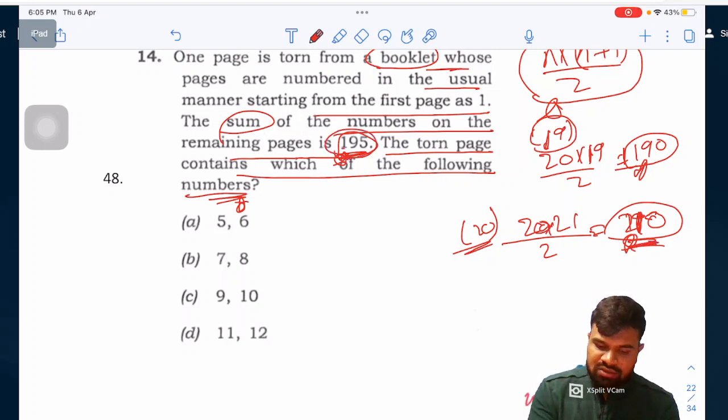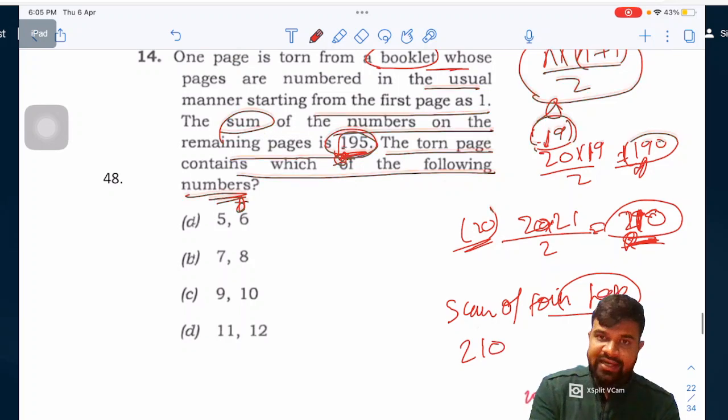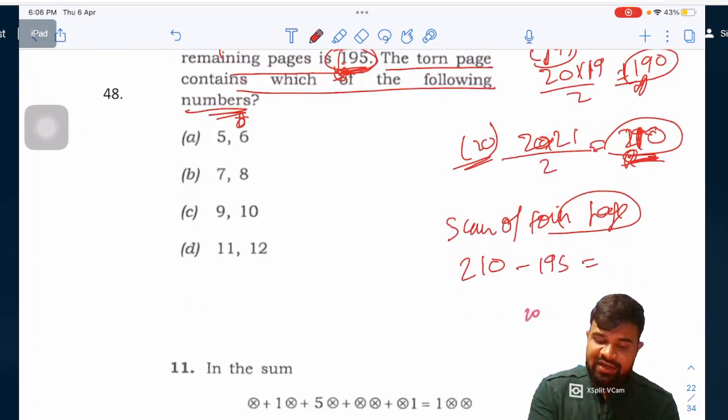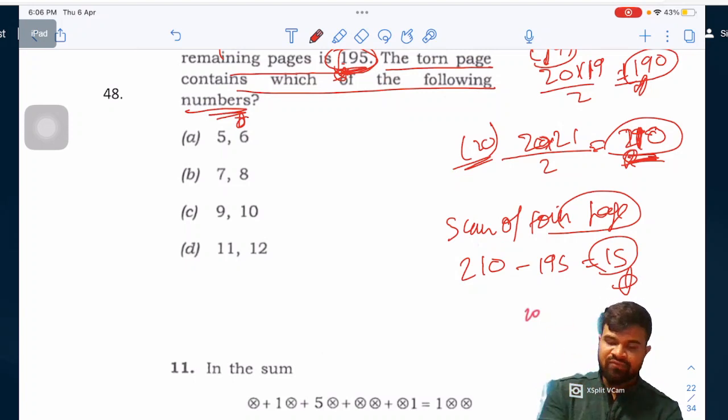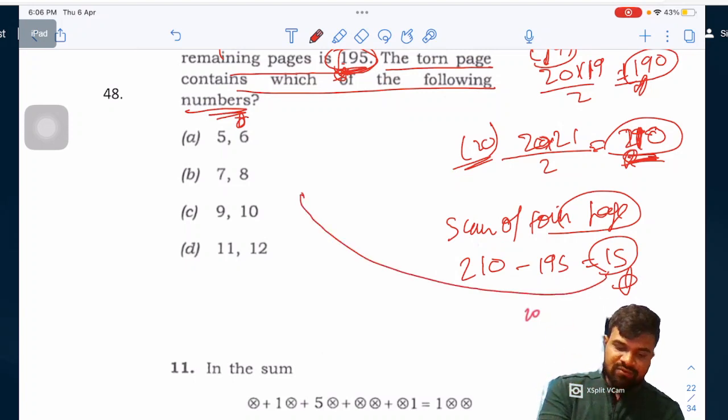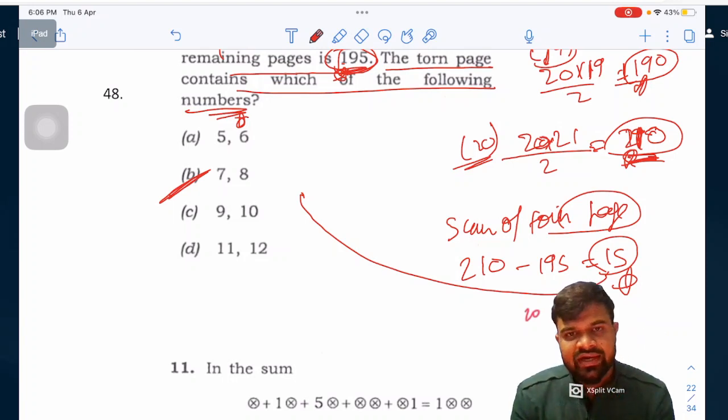So the sum of the torn pages is 210 minus 195, that means 15. So we have found the sum of the torn pages, and from this 15, we will look at the options. 7 and 8 satisfies this 15. I hope it is correct.